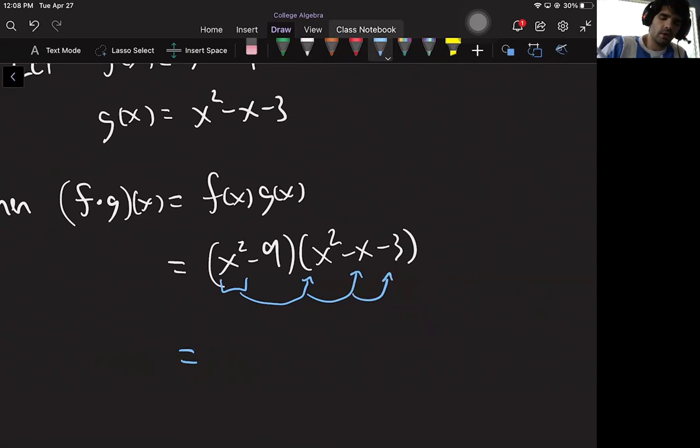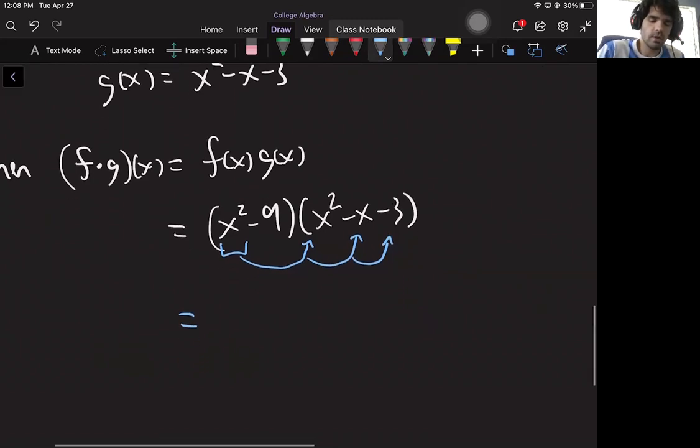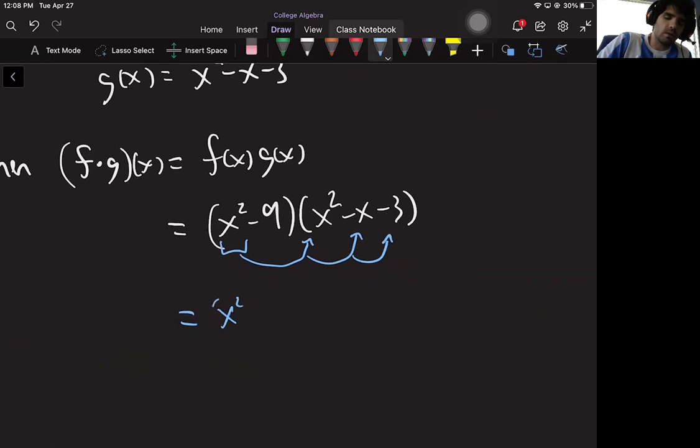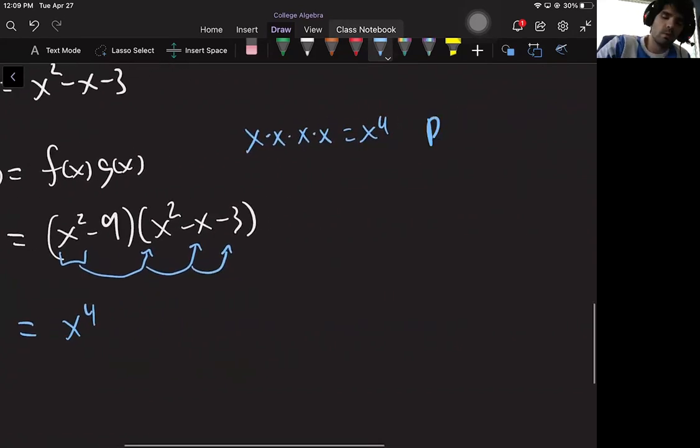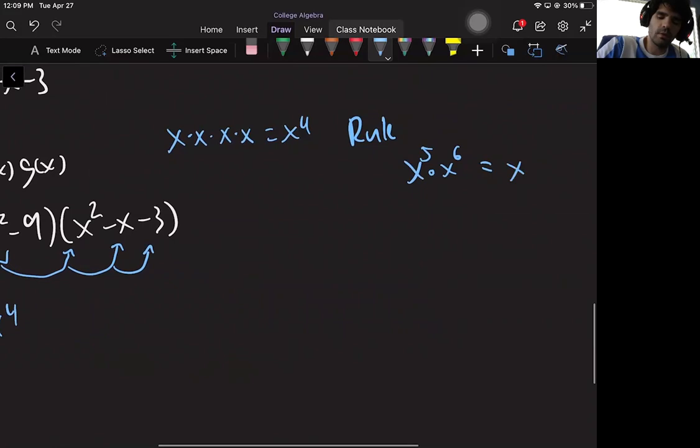And now I'm going to be a little bit quicker. x squared times x squared, instead of writing it out, I can do that in my head. I can say x squared times x squared. That's just 4 x's multiplied together. So that's just x to the fourth. And it's done by actually adding. So I'm just using a quicker method, which is that if you multiply 2 powers of x, then the total number of x's is just however many there were added together.